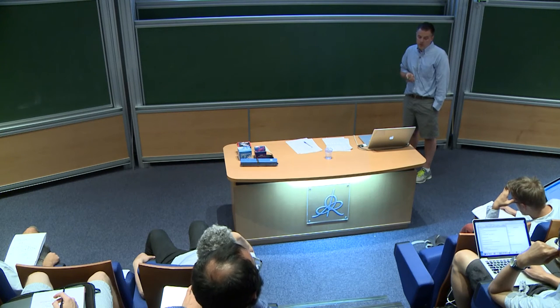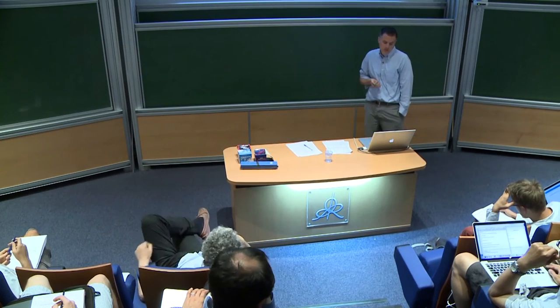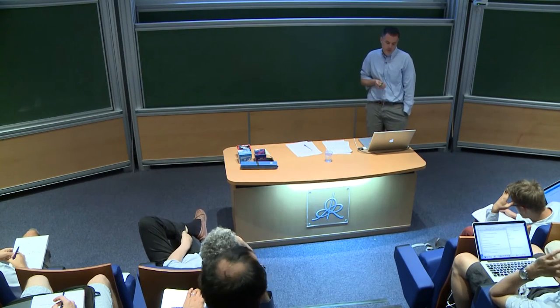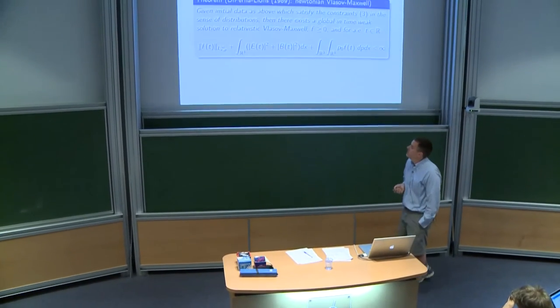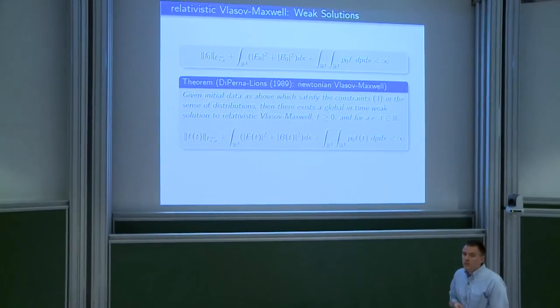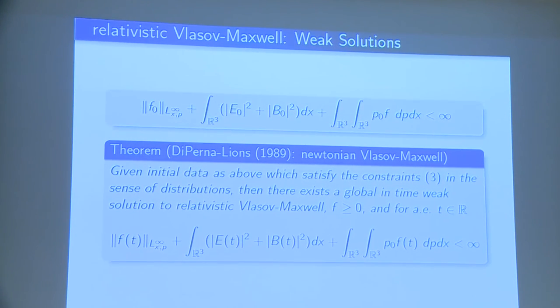Okay, so now I'm going to tell you about a few different theories of solutions. Actually, I'll tell you about three. The first one that I'll tell you about is the 1989 DiPerna-Lions theory of weak solutions. For this one, I'll be brief.